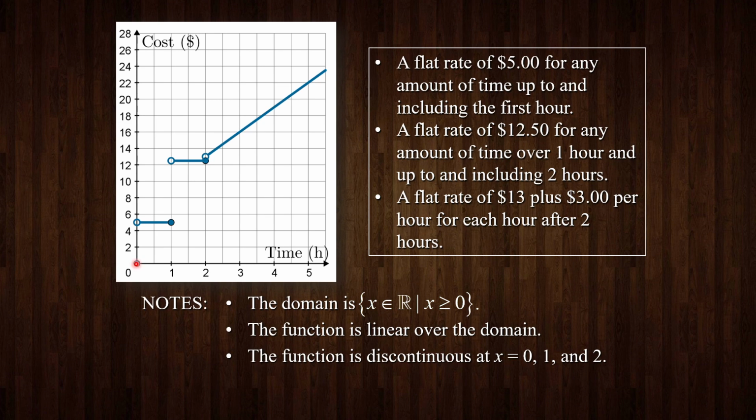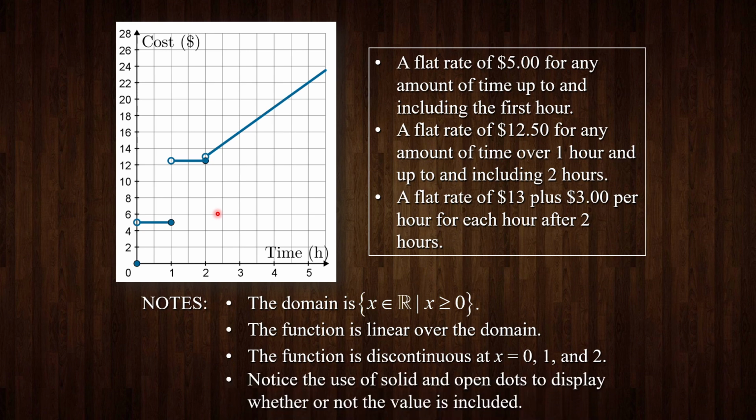Notice at 0, we have a jump from here to here. At 1, we have that same thing. We have a jump from 5 to 12.50. And at 2 hours, we have a jump from 12.50 to 13. So we do have discontinuities there. Those are the breaks in the graph.